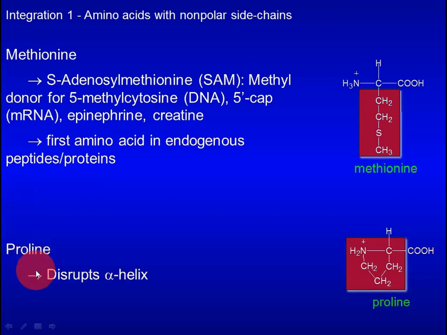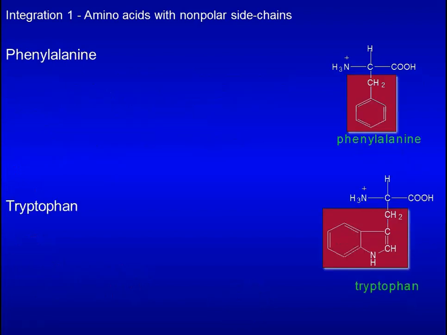Proline typically disrupts alpha helix. This amino acid is also hydroxylated in collagen. Now, let's take a look at the last 2 amino acids in this group, phenylalanine and tryptophan. Defects in metabolism of phenylalanine lead to phenylketonuria, or PKU, another high-yield disease for USMLE.